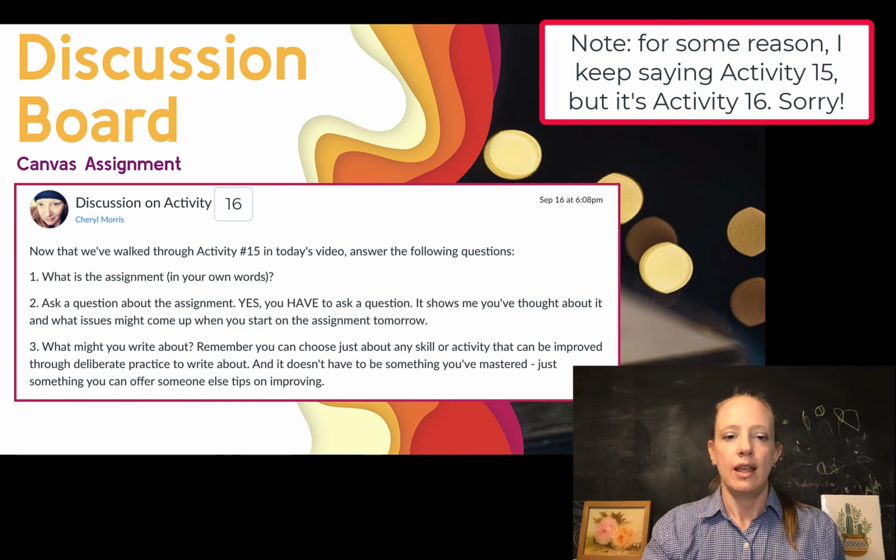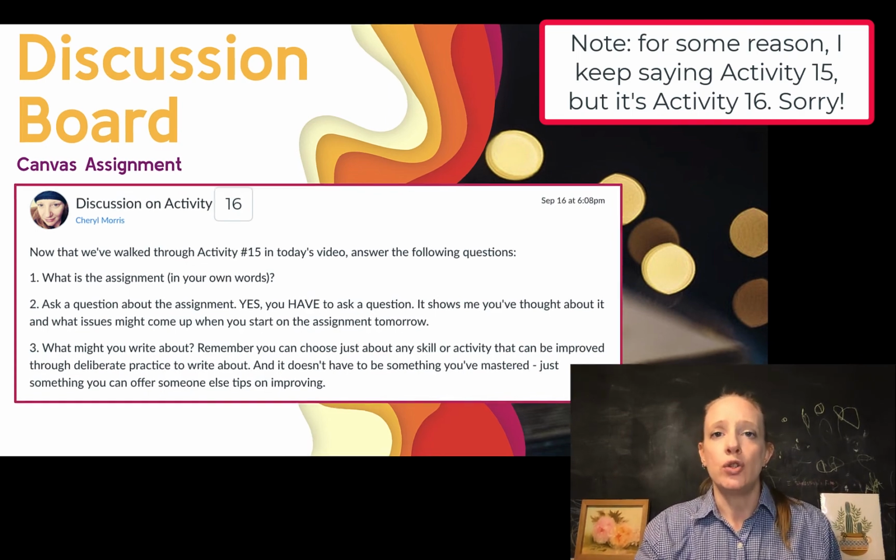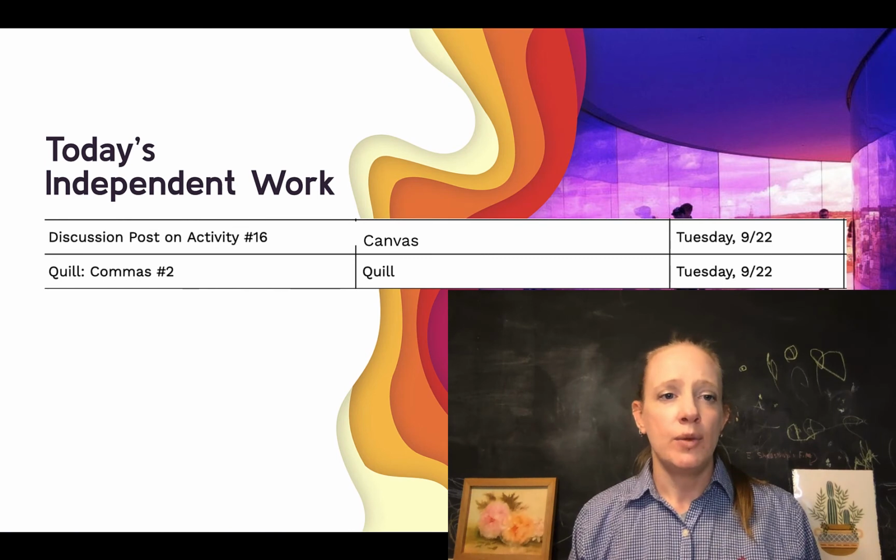And then in number 3, again, just give me a list of a few things that you think you might want to write about. Choose something ideally that you genuinely enjoy. So that is your main assignment, doing that discussion post on Canvas. And then do your quills, number 2 today.